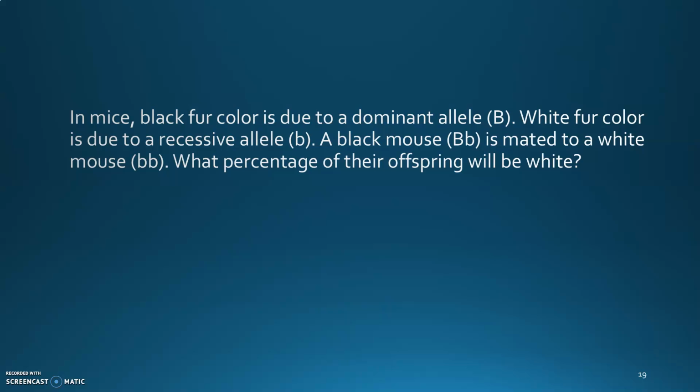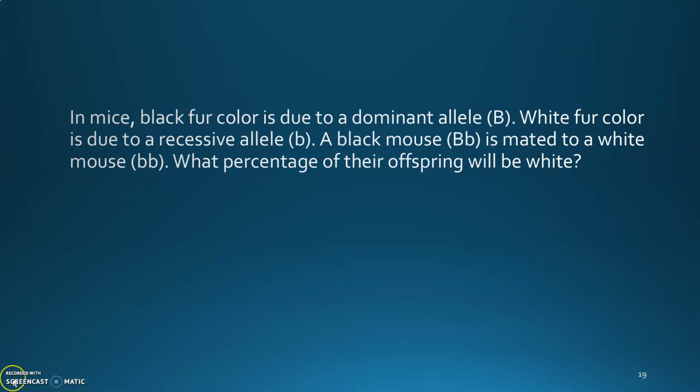And so we're going to go through this example, and show you another way that can be done. So in mice, if we have 2 colors of mice, some with black fur and some with white fur, and black fur is dominant over white fur, and then we take a black mouse that is big B, small b, and mate them to a white mouse that is small b, small b, what is the percentage that their offspring will be white?